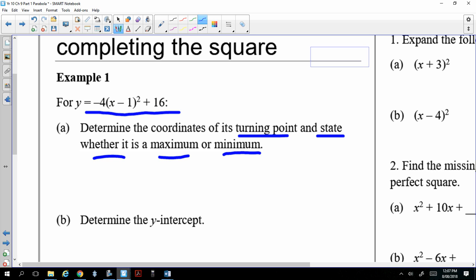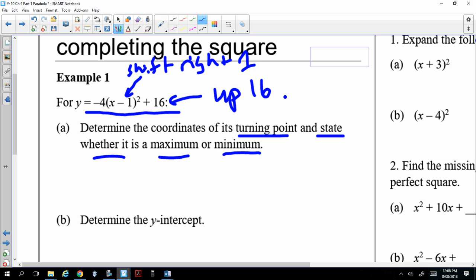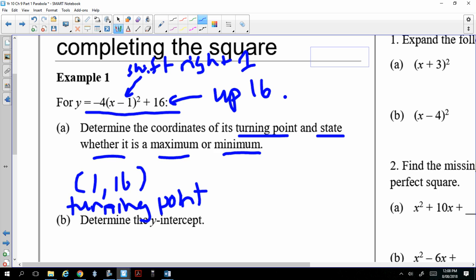minimum. To do that, what you have to do is to consider the -1. There is a shift to the right, and what does the +16 do? Up 16. Okay, so if you shift right 1 unit, up 16, your vertex, which is your turning point, is (1, 16). So when the parabola is written in this form, you get the turning point straight away. All right, so shift to the right, up 16.